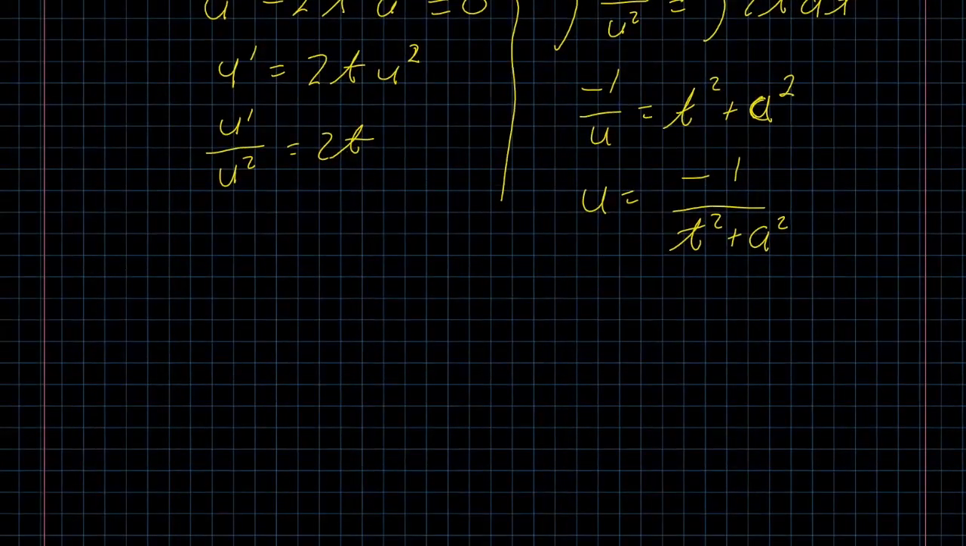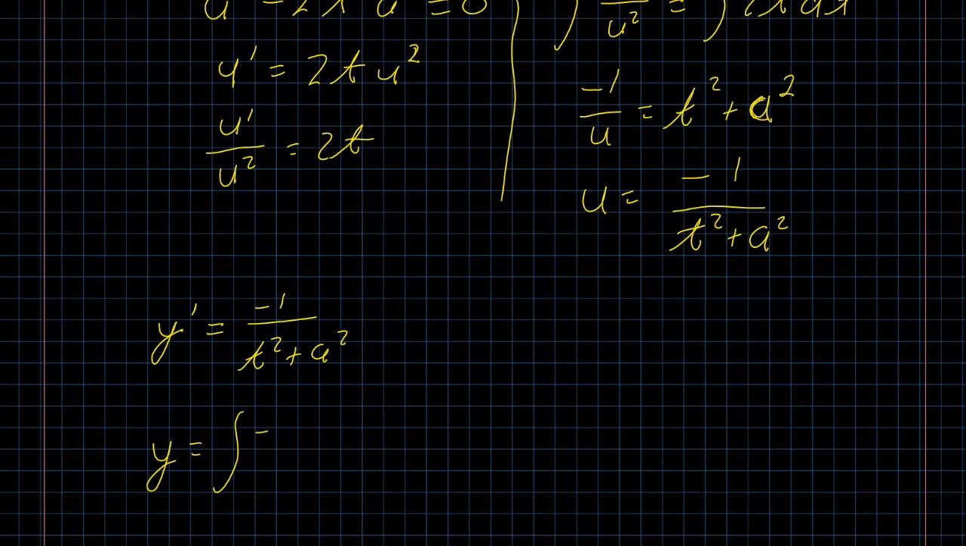But I'm not done here because this gave me u. I'm looking for y. And of course, I came up with u in the first place by saying that u is equal to y prime. So by substitution, y prime must be negative 1 over t squared plus a squared. And this is a directly integrable differential equation. y is equal to the integral of negative dt over t squared plus a squared.